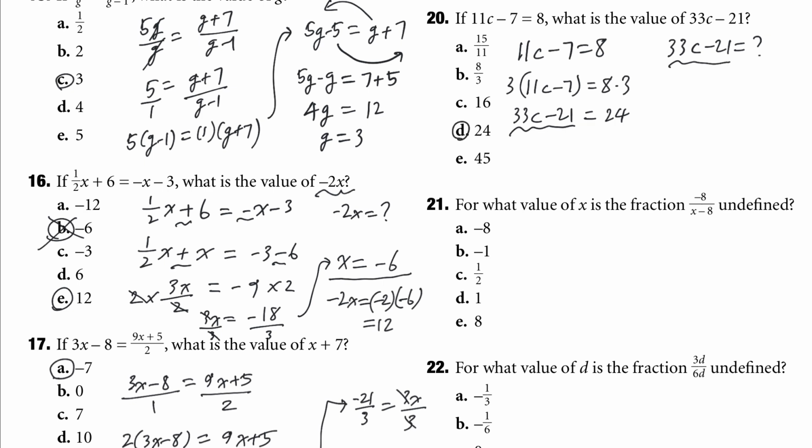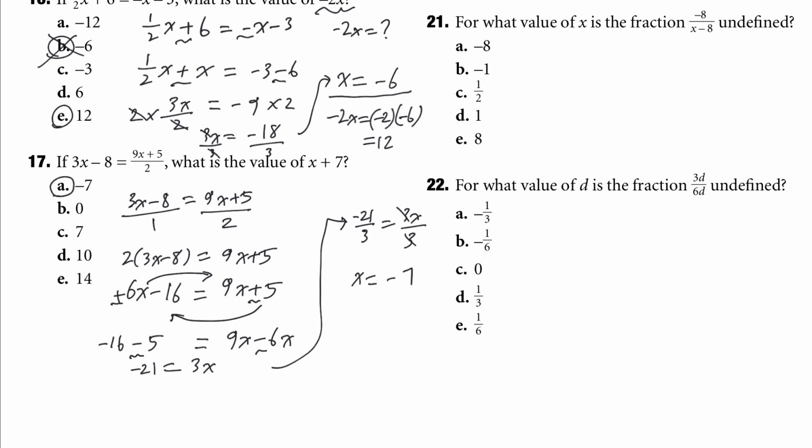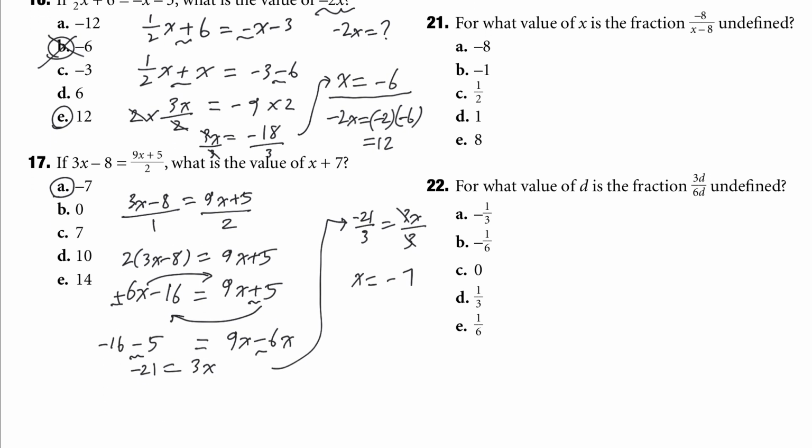Okay. That was easy. Number 21. For what value of x is the fraction negative 8 over x minus 8 undefined? Well, the no-no that we learned from, I don't know, grade school is you can't divide by 0. You just cannot divide by 0. That makes the number go undefined.